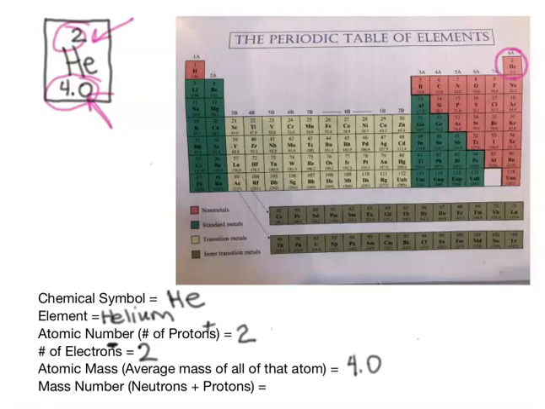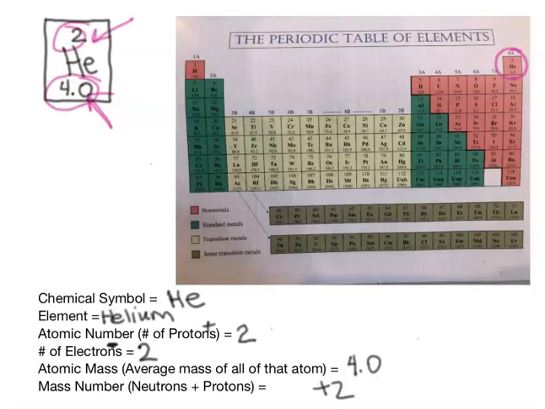Now the mass number, and a lot of these sound alike, which is why I've put it out here for you so you can keep them straight. The mass number is the number of neutrons plus the number of protons. Okay, so we know the number of protons here for helium is 2. So it's something plus 2. Okay, and the number of neutrons, how do we figure that out? Well, it's a little bit beyond what we're doing here, figuring out the isotope numbers.